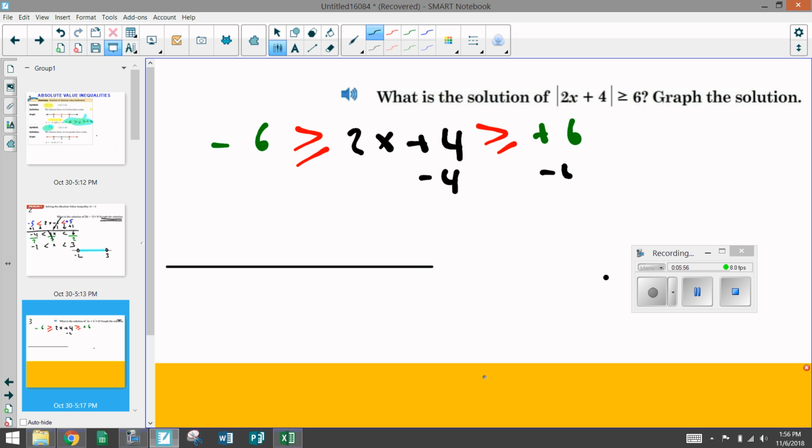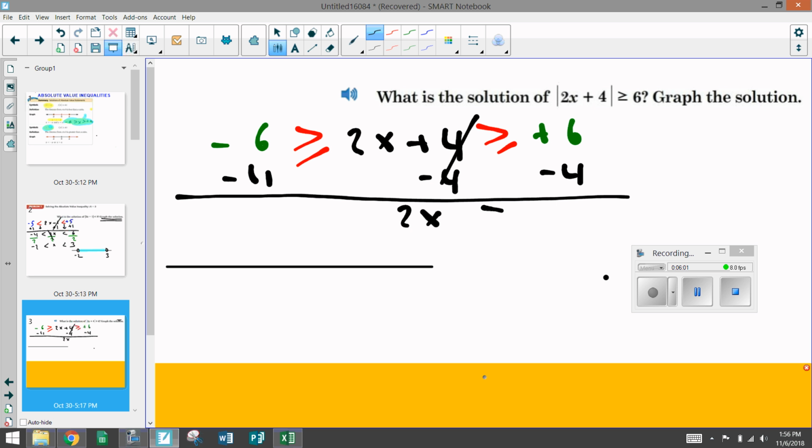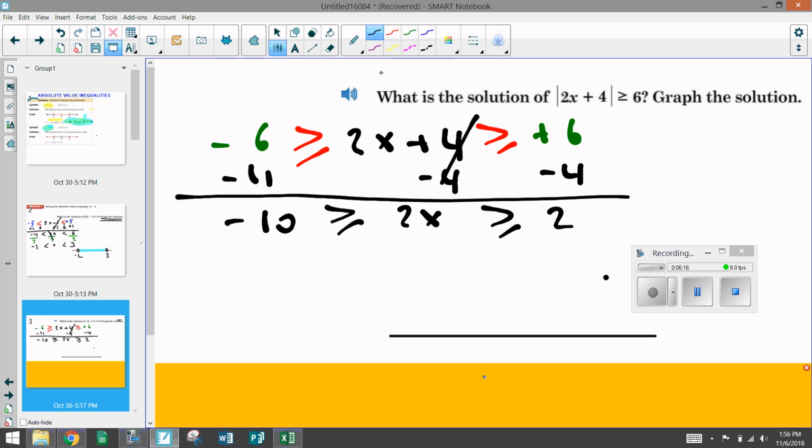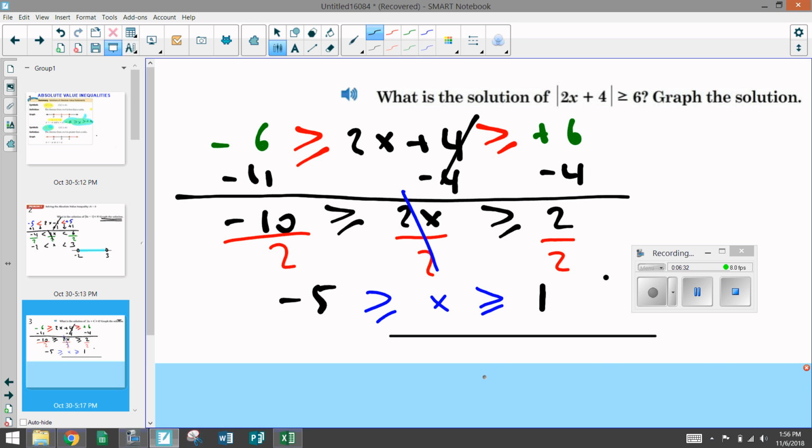We're going to solve this one real quick. Subtract 4 from all sides. The 4s cancel out, leaving 2x. Drop the signs down. 6 minus 4 equals 2, and -6 minus 4 is equal to -10. What is next? Divide by 2. The 2s cancel out, leaving x. Keep the same signs. And -5 and 1 is correct.